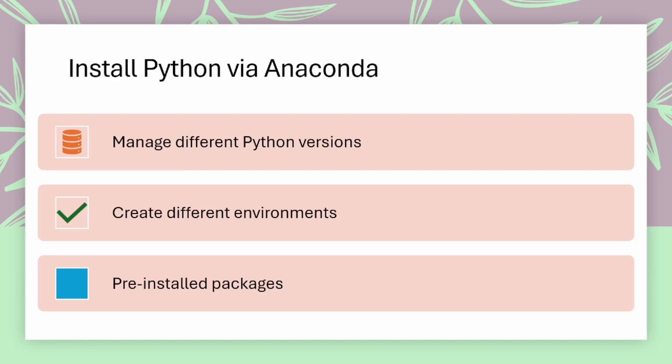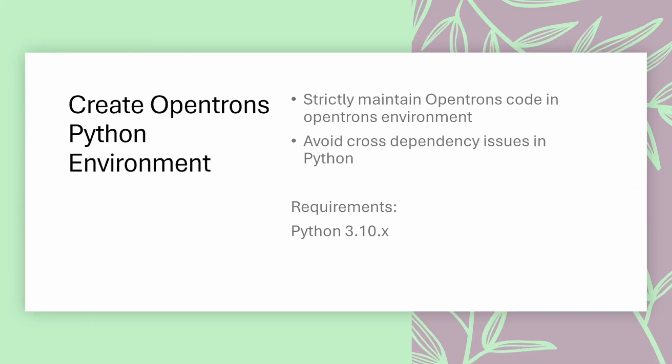Also, the Anaconda package comes with pre-installed packages such as pip, which are a quick starter to get you up and running. Needless to say, the original Python package also comes with pip. We'll be creating a Python environment after Anaconda is installed, and our requirement is to use Python 3.10, whatever version is available. Depending on your operating system, the 3.10.x version might change. It could be 3.10.11 for Windows, and 3.10.16 for Linux and Mac.